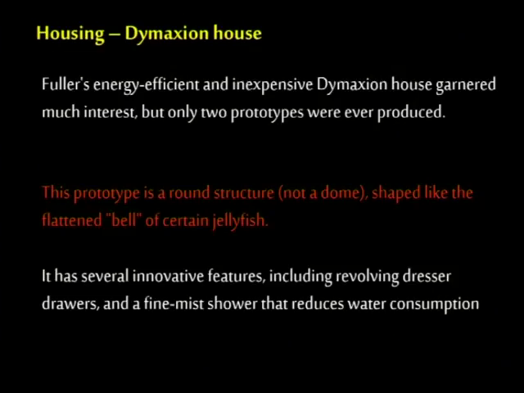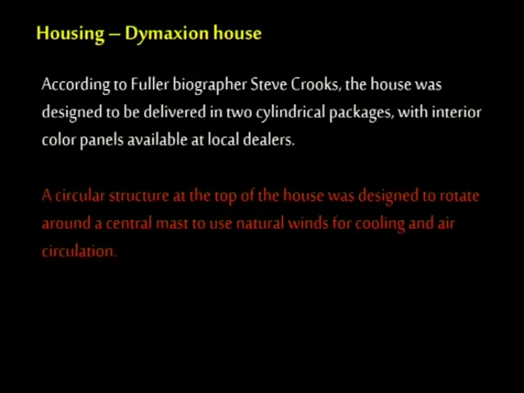Fuller's energy efficient and inexpensive Dymaxion House garnered much interest, but only two prototypes were ever produced. This prototype is a round structure, not a dome. It is shaped like a flattened bell of a certain jellyfish. It has several innovative features, including revolving dresser drawers and a fine mist shower that reduces water consumption drastically. According to Fuller's biographer Steve Crooks, the house was designed to be delivered in two cylindrical packages with interior color panels available at local dealers.